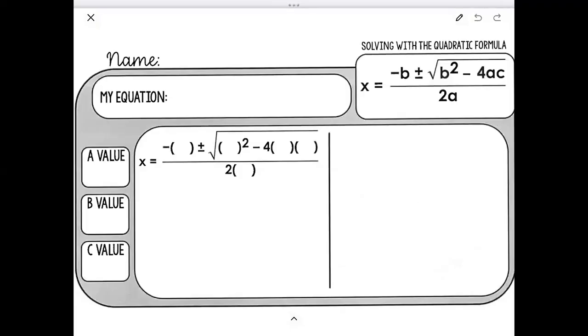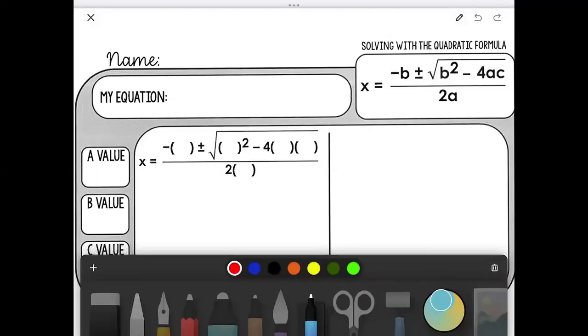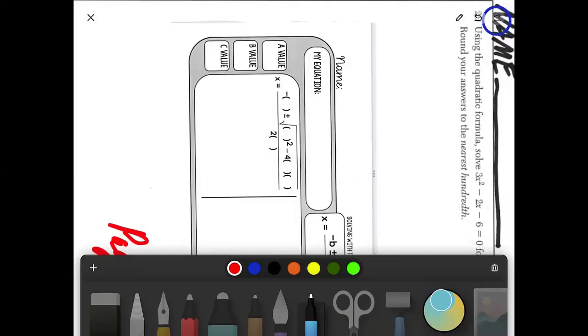What I gave you in class was a graphical organizer that's going to help you learn how to use the quadratic formula. This is the quadratic formula right here. In each case, we're going to take some numbers and plug them in, and then calculate what the 2 roots are, or 1 root, or whatever we are doing. Let me show you how we're going to use this.